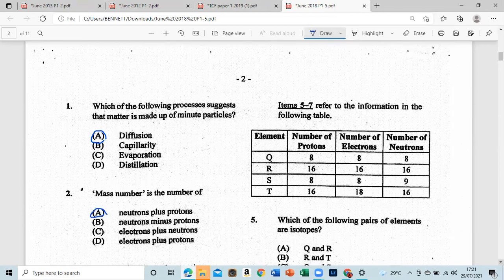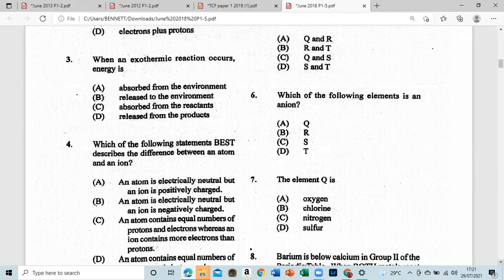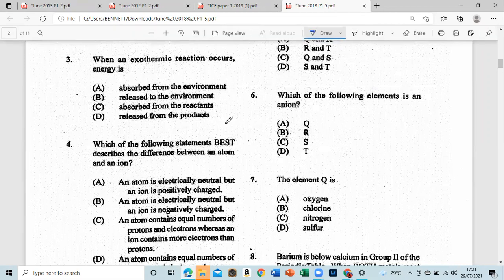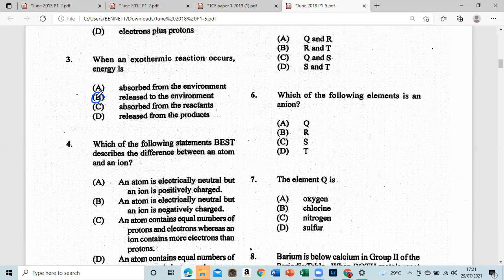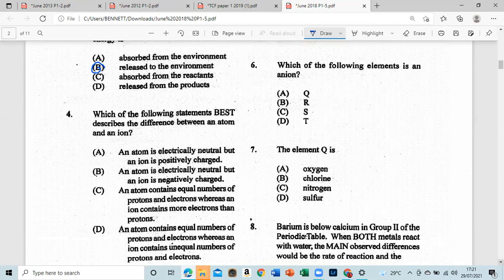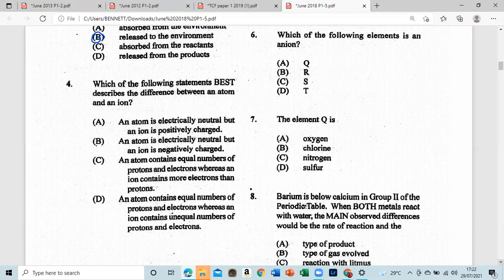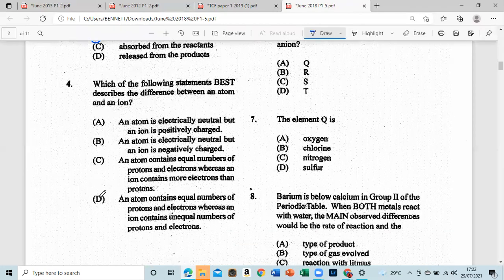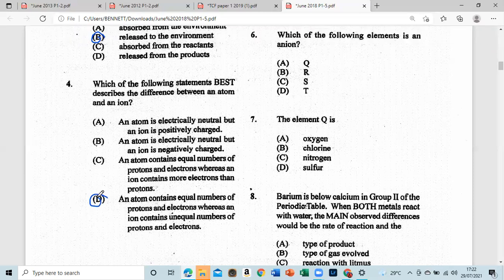Number three, when an exothermic reaction occurs, energy is released, and that is, notice I'm just going straight to the answer, guys. Number three is B. Alright, on to four, which of the following statements best describes the difference between an atom and an ion? So the difference between the atom and the ion, and that is D. An atom contains an equal number of protons and electrons, whereas an ion contains an unequal number of protons and electrons. So number four is D.